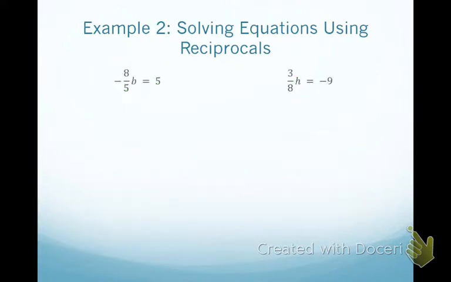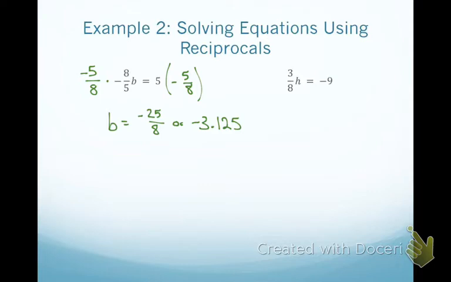Okay, let's solve one more of these. We're just going to do the first one. Raise your hand when you have the answer. All right, I want to walk around and check. What do I multiply both sides by? Negative 5 over 8, both sides. Okay, negative 5 over 8. And b equals negative 25 over 8, or negative 3.125. Okay, either answer will be fine. You just plug in either the fraction or the decimal to check it.